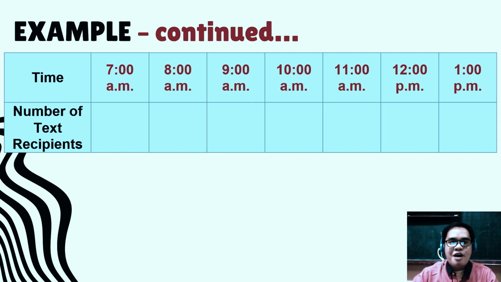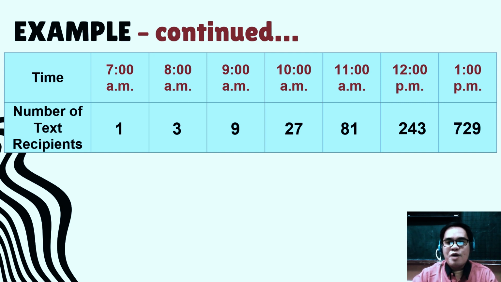For 7 a.m., there's 1 text recipient. At 8 a.m., there are 3 text recipients. For 9 a.m., there are 9. For 10 a.m., there are 27. For 11 a.m., there are 81. For 12 p.m., there are 243. For 1 p.m., there are 729 text recipients.